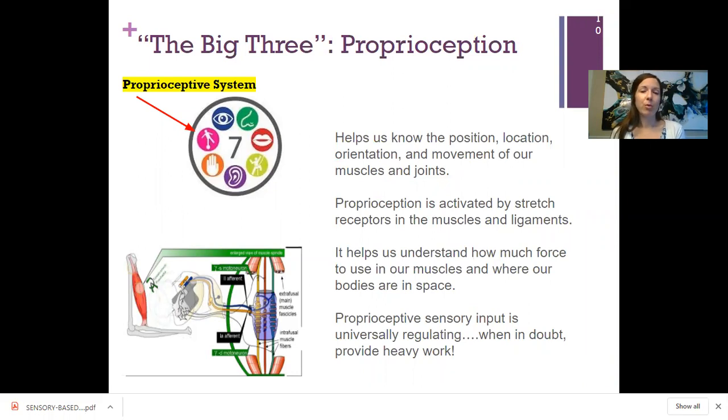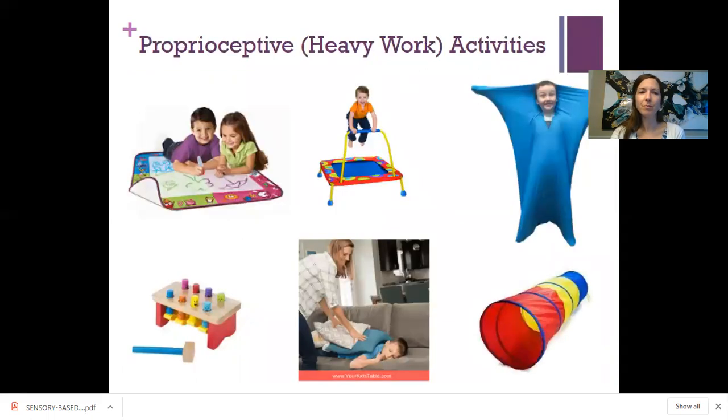Something to know is proprioceptive sensory input, and I will give some examples, tends to be universally regulating, especially for our pediatric population. What we call heavy work, those activities that give a lot of input to the muscles and the joints, tend to be universally regulating. So if you're in doubt, try using some proprioceptive sensory input.